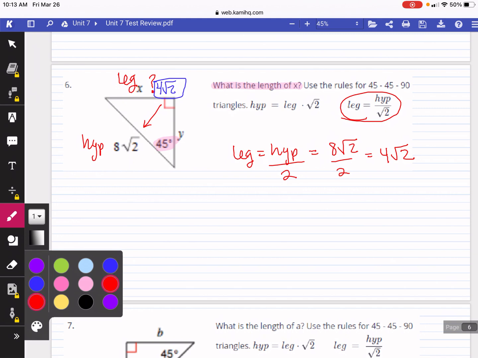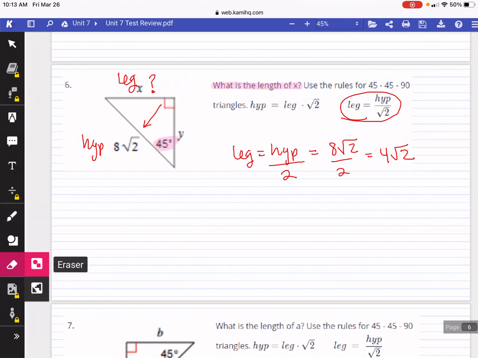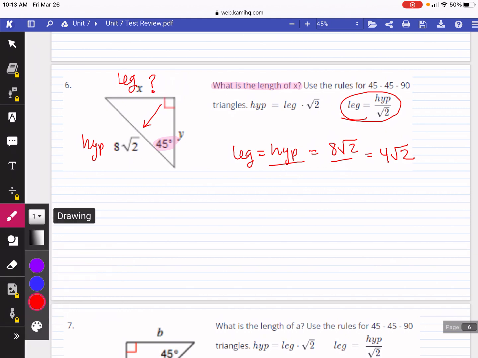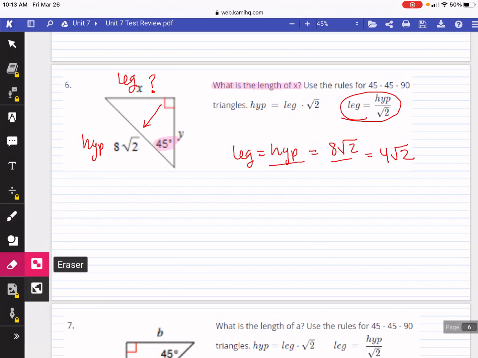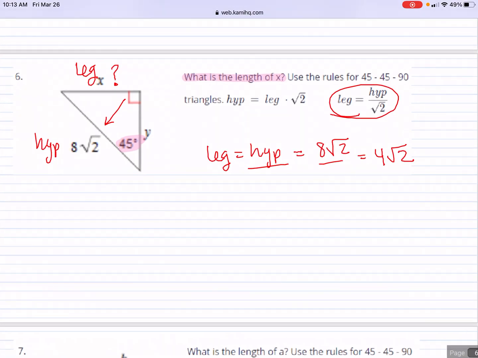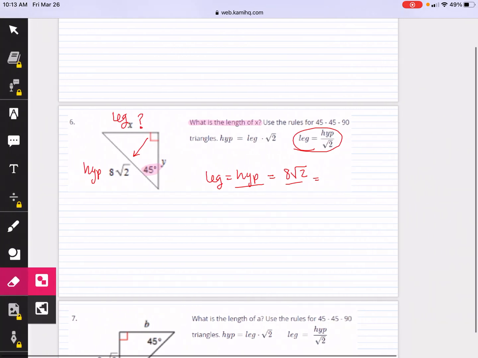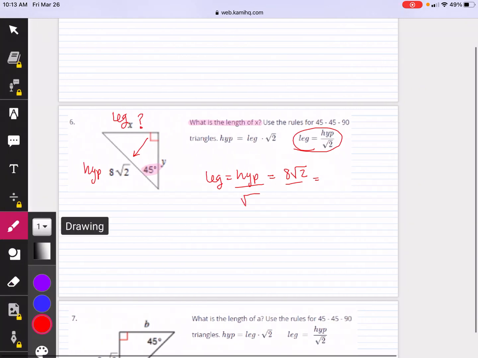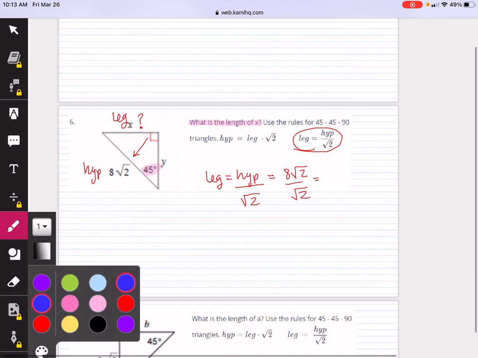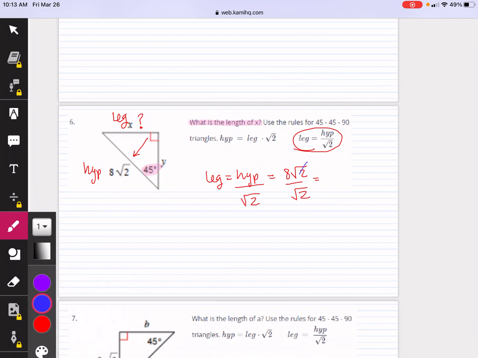Actually, I made a little mistake here. Sorry about that. On this denominator, it should actually be a square root of 2. So I should be dividing by square root of 2. So on this one, since we have a square root of 2 on the top and on the bottom, they actually cancel. So you're just left with 8. So my leg here would be equal to 8.